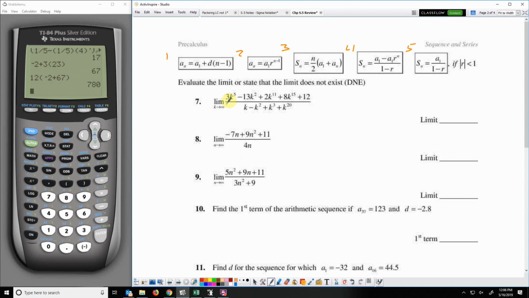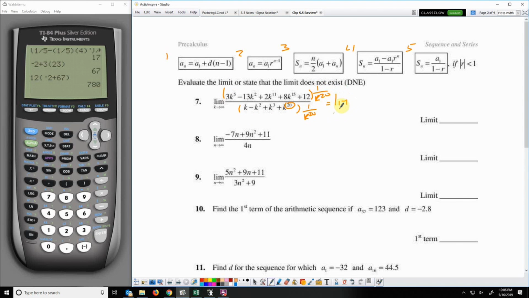So when there are multiple terms in the denominator, I'm going to look for the biggest exponent in the denominator, and that is right here. It is the 20th power. So I'm going to multiply the numerator and the denominator both by 1 over k to the 20th power.